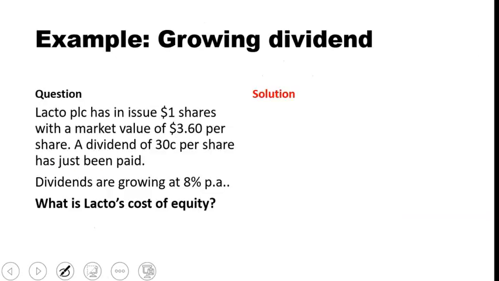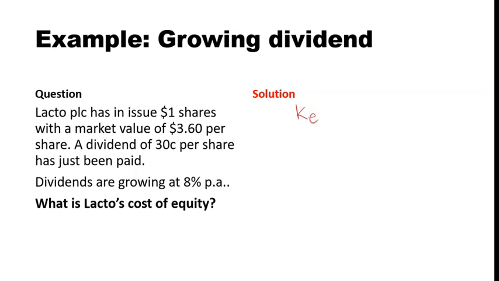Let's look at this example and see if we can come up with some reasonable conclusions. Lacto PLC has in issue $1 shares with a market value of $3.60 per share. A dividend of 30 cents per share has just been paid. Dividends are growing at 8% per annum. What is Lacto's cost of equity?